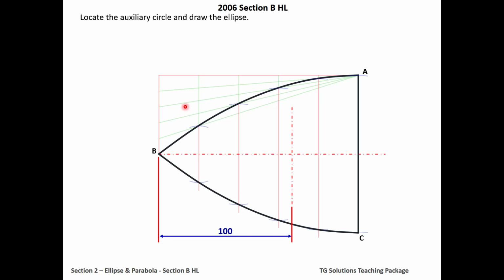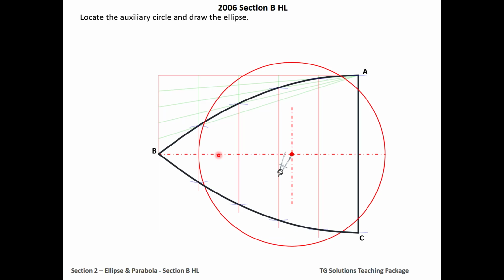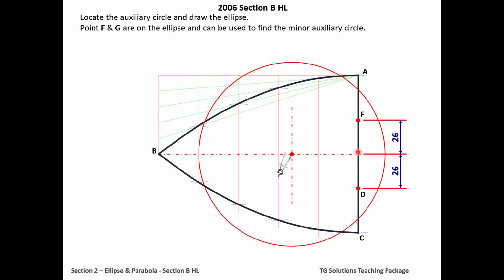Now, we know the centre point is 100 back from point B. Okay, so the centre point is 100 back from point B. And then we're going to come out 70 to find the major circle. So literally draw an arc of 70 mil all the way around, full circle, with a radius of 70. Now we're given points F and D. They're on this line AC, and they're 26 mil up from the center point.